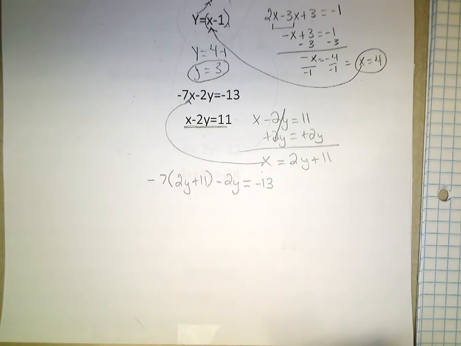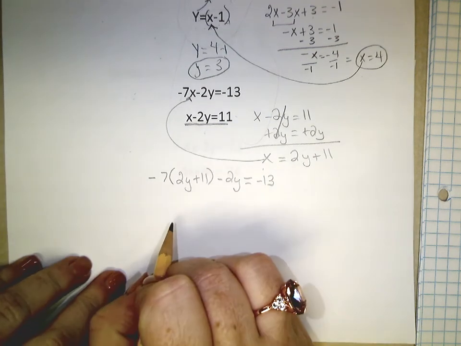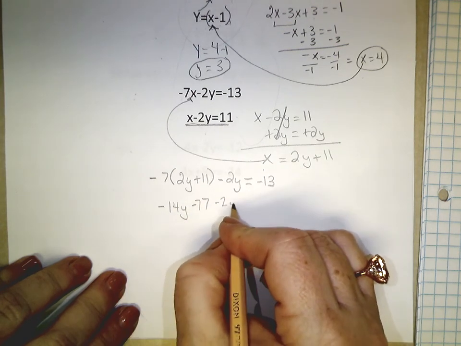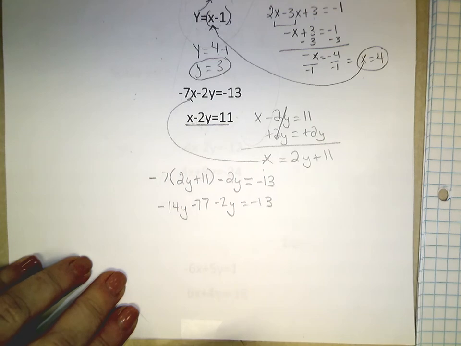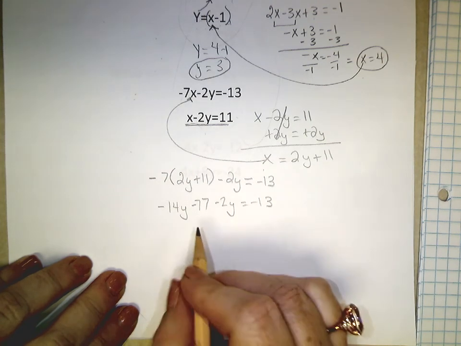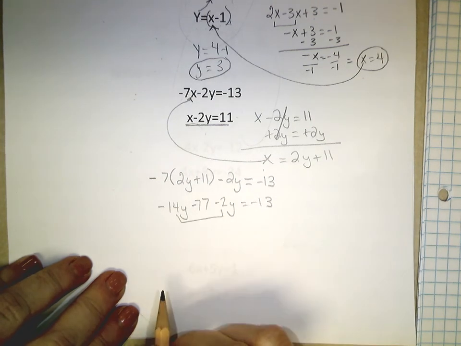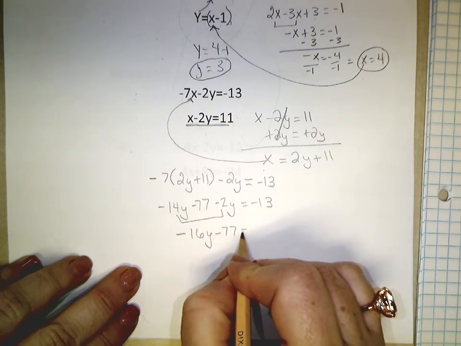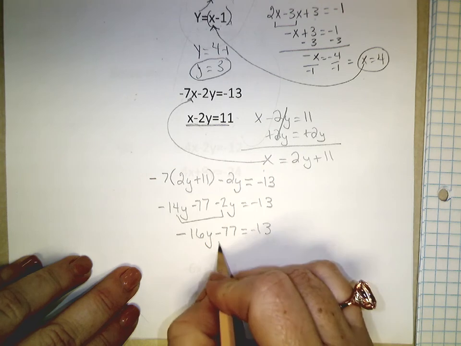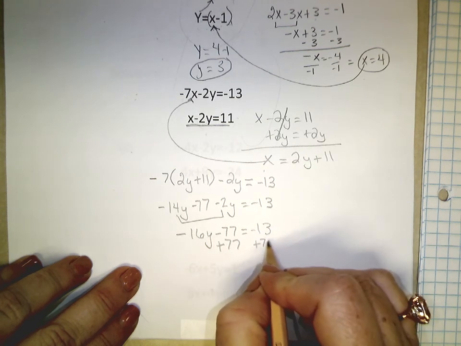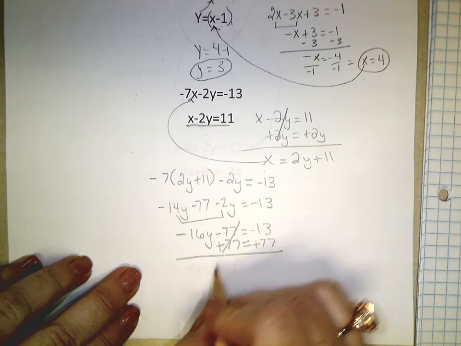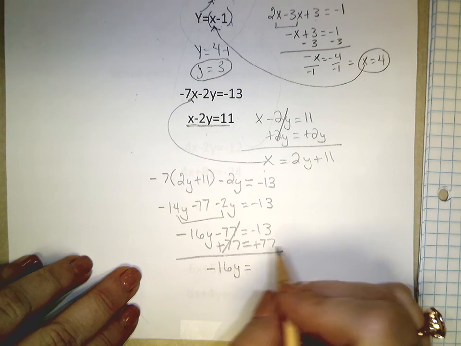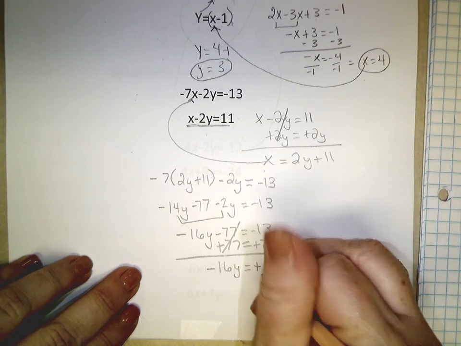Okay, now I need to work our parentheses. So I'm going to distribute the negative 7 through. Now I need to collect like terms. Negative 14y and a negative 2y is negative 16y minus 77 equals negative 13. I'm going to add 77 to both sides. If I do it to one side, I have to do it to the other. And I get negative 13 plus 77. So that gives me a positive 64.